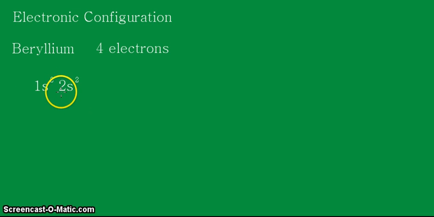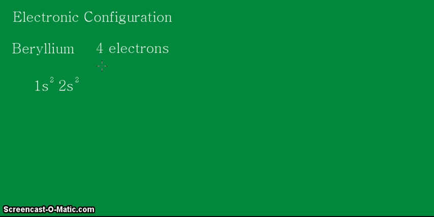The number here represents the shell. So they have the first and the second shell, then the letters SPDF correspond to your subshells, and the superscript here corresponds to the number of electrons in that certain subshell. Alright, so that means we have 1s2 containing the 1s with 2 electrons, and you have the 2s subshell with 2 electrons as well. 2 plus 2 corresponds to the total of 4 electrons for your beryllium.